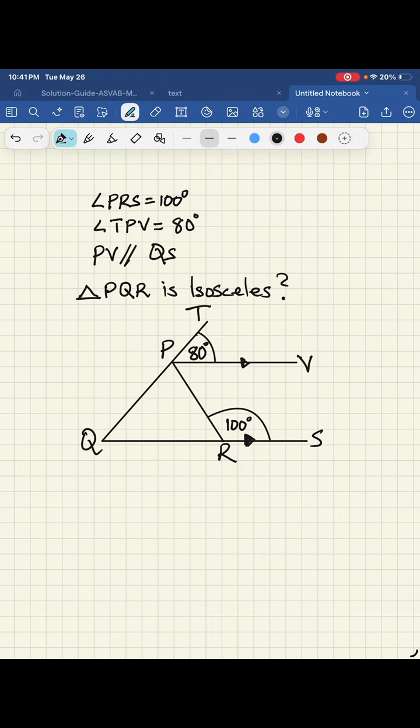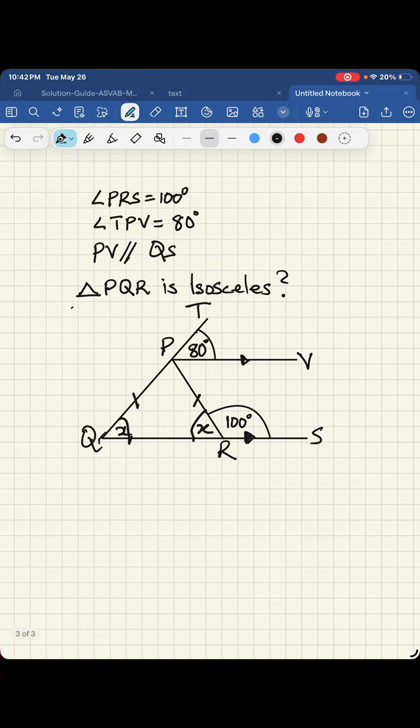This question is asking us to verify whether PQR is an isosceles triangle. First of all, let's label these lines. If this base and this base are the same, if this is x and this is x at the end of the day, meaning they have the same values, it shows that this triangle is an isosceles triangle. That is what the question is saying.